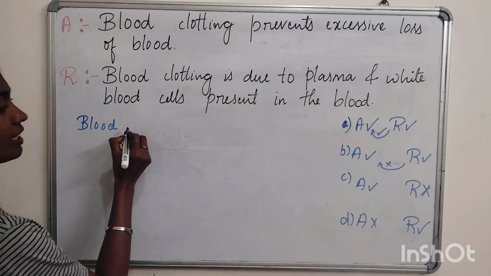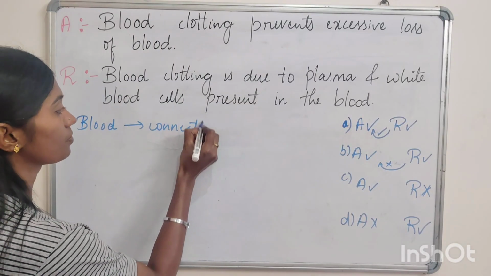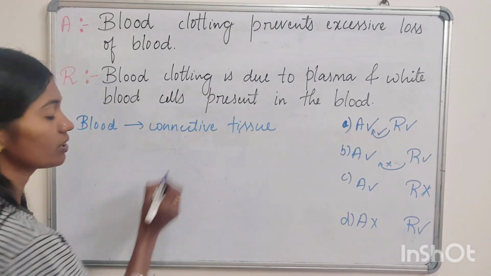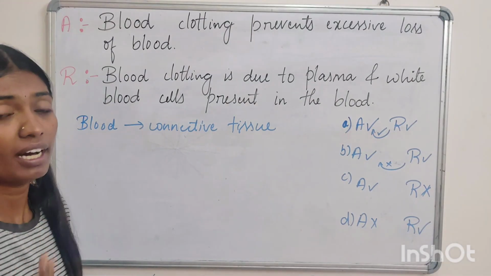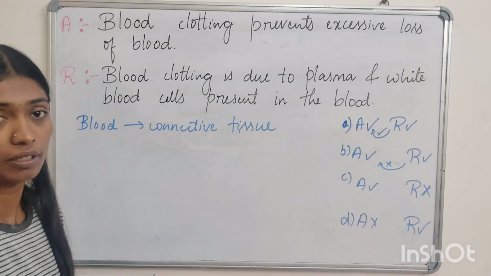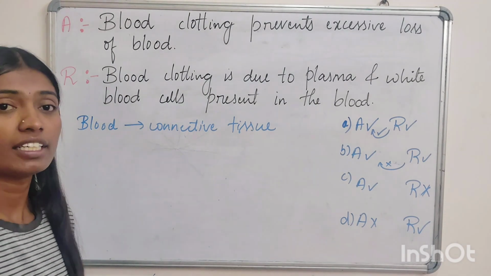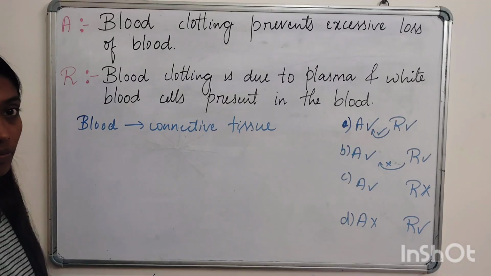Blood is basically a connective tissue. Why is it called connective tissue? It connects each and every part present in the human body. It connects the heart and lungs, the heart and kidney, each and every part. That's why blood is called a connective tissue.